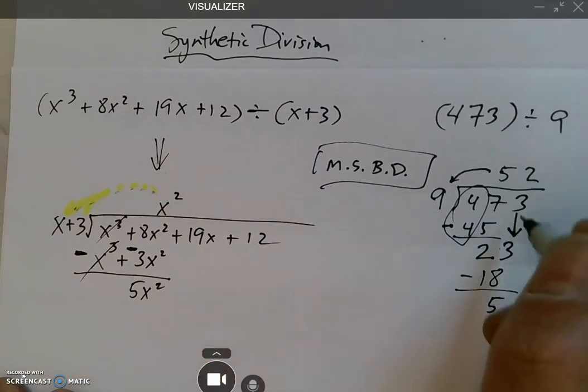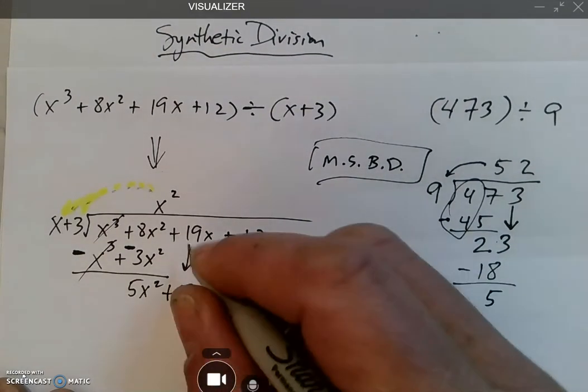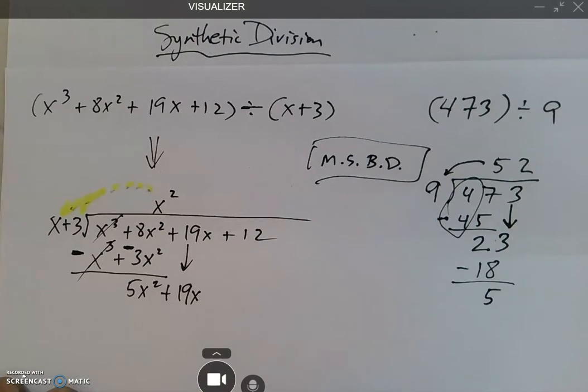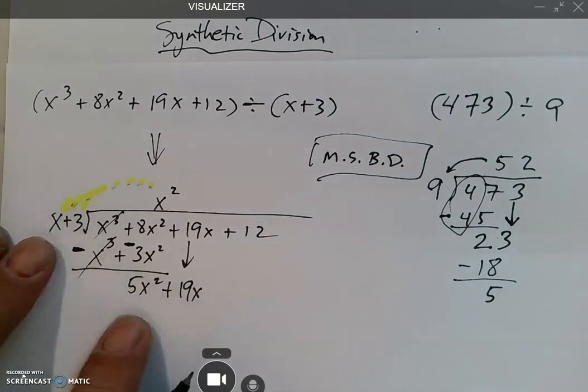What did we do next over here? We brought down the 3. Sorry, bring down the 19. Our problem has 19. And then it repeats. We try and match these terms. Remember, we had to cancel the first terms. That's always going to happen here.